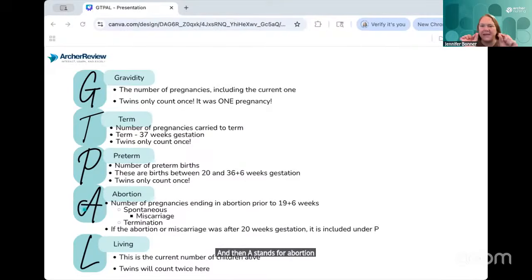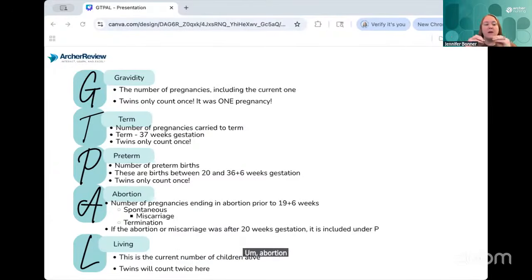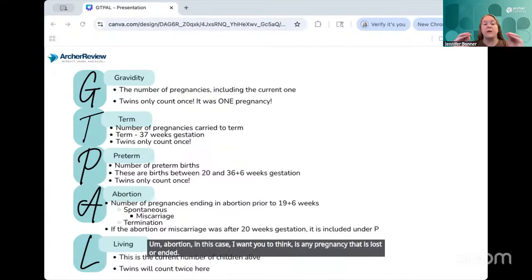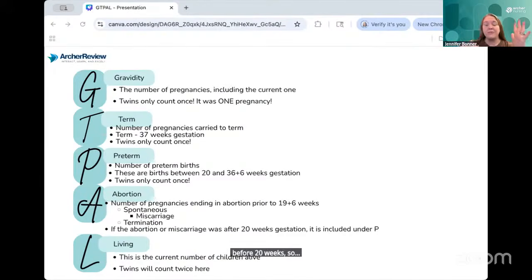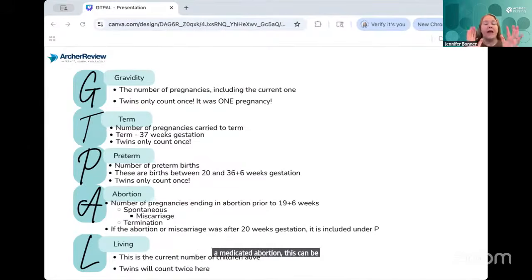So let's spend a little bit of time here because this one gets a little bit tricky. Now, when we think abortion, it comes with a lot of different thoughts, right? Abortion in this case, I want you to think is any pregnancy that is lost or ended before 20 weeks. So from conception to 19 weeks and 6 days. This can be spontaneous. This can be a medicated abortion. This can be a termination. Any of those are going to count in our A there.